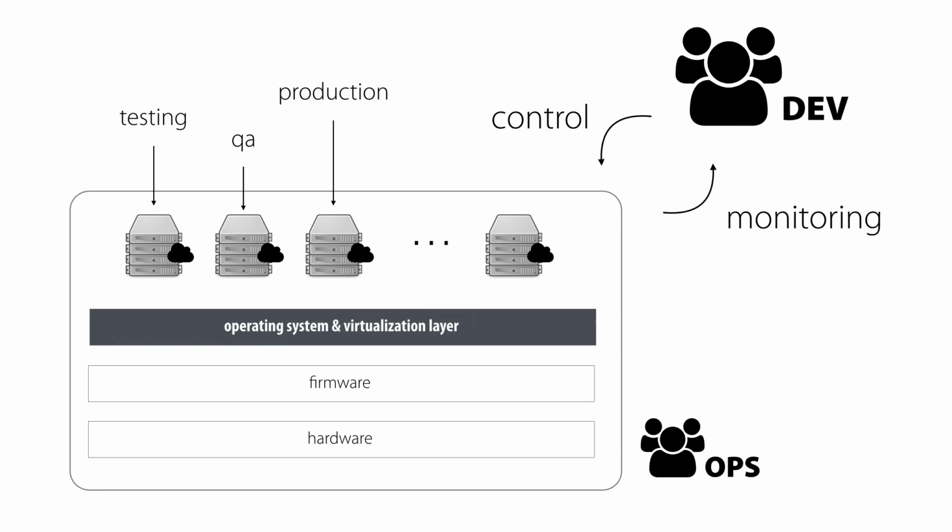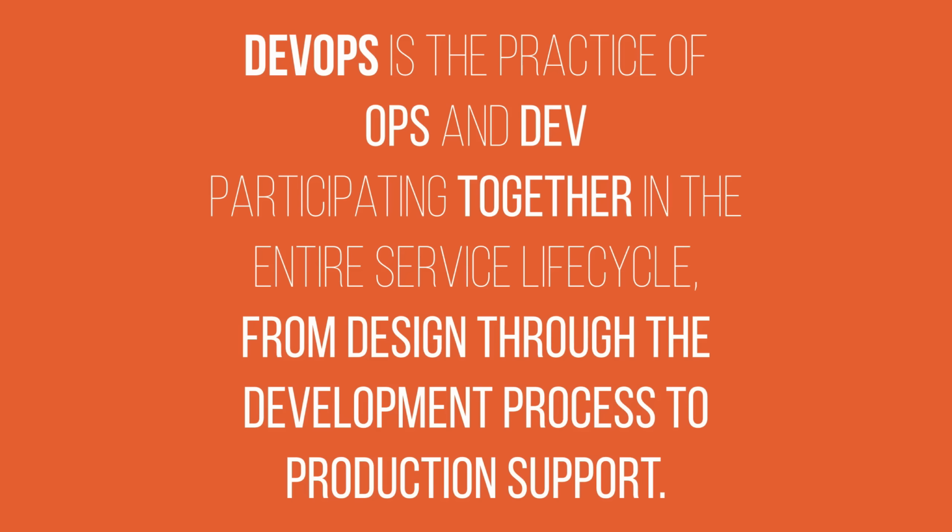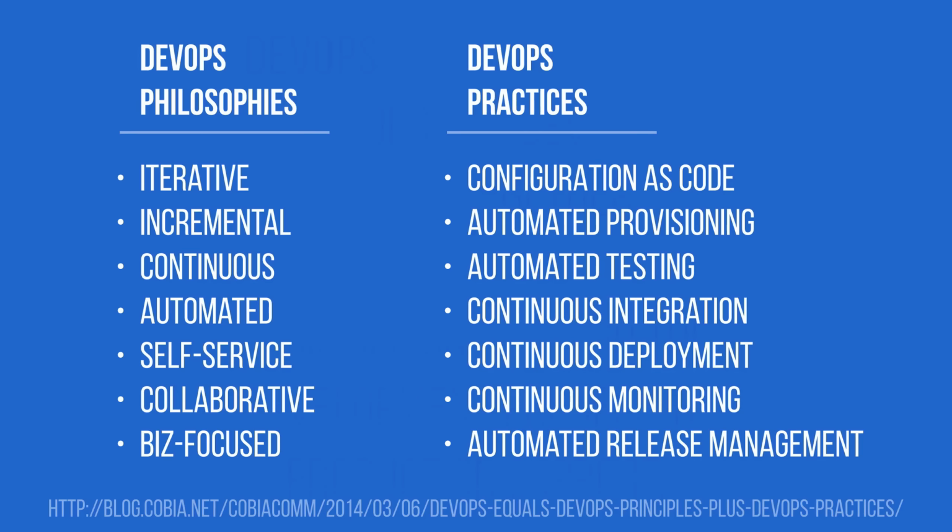So those production machines may multiply when there's huge demand at Christmas or the Super Bowl or whatever it is. So DevOps is the practice of ops and dev and QA participating together in the entire life cycle, from design through the development process to production support. Everybody's working to the same goal, and the barriers between them are broken down.